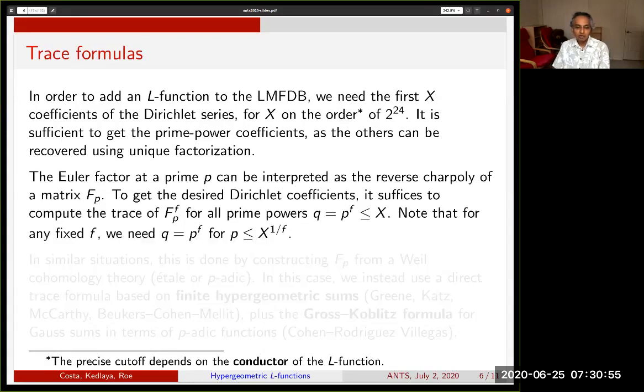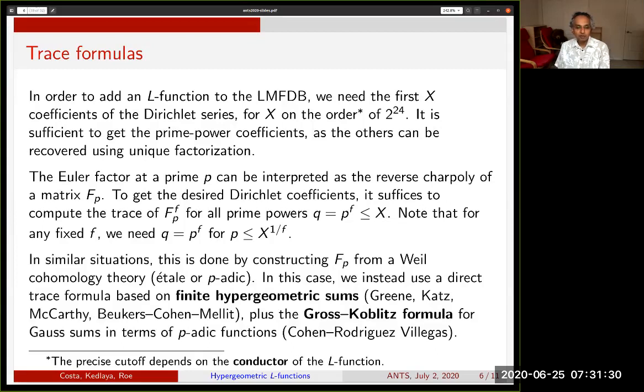And the prime power coefficients coming from the powers of a single prime p all come from the factor in the product associated to that prime p. That factor can be interpreted as the reverse characteristic polynomial of a certain matrix. And so it's equivalent to compute the traces of suitable powers of that matrix. So if you need 3 prime powers for a single prime, you need 3 traces of powers of this matrix.